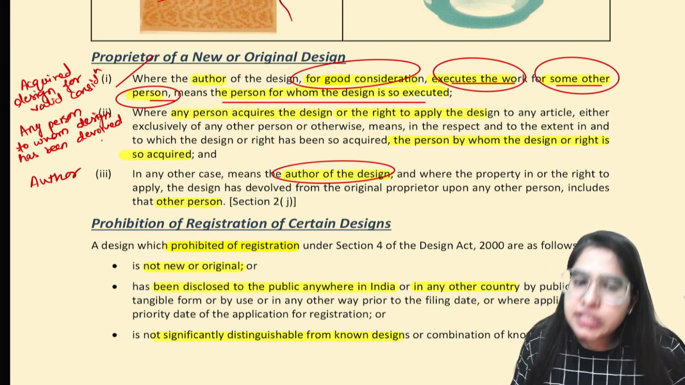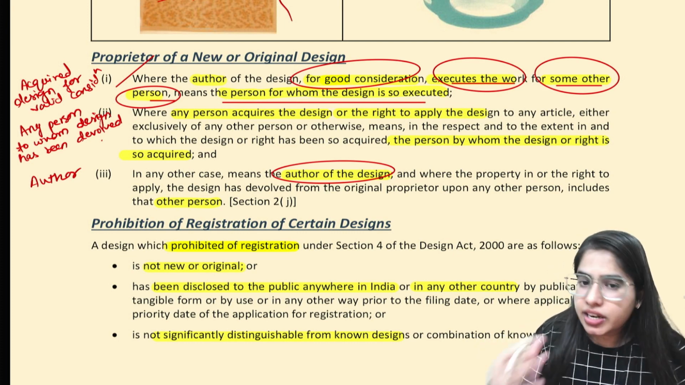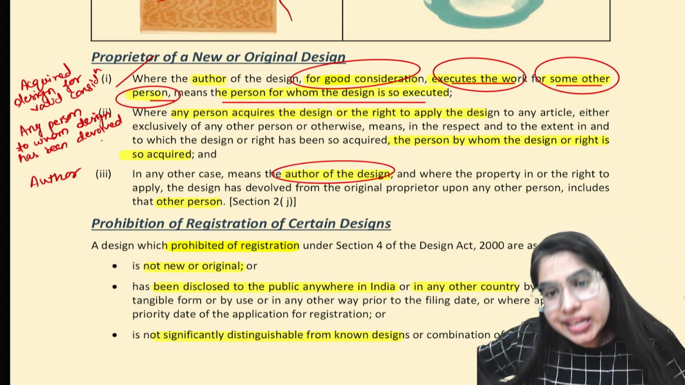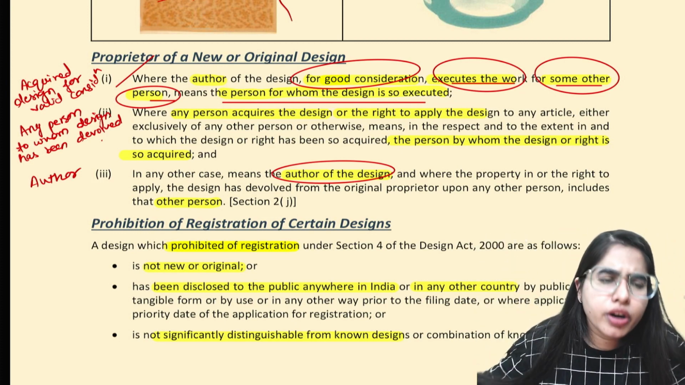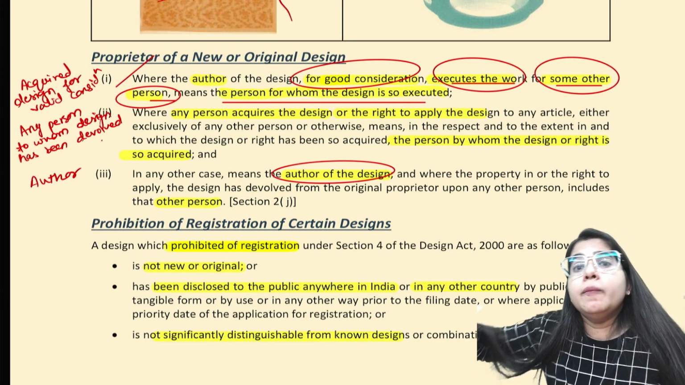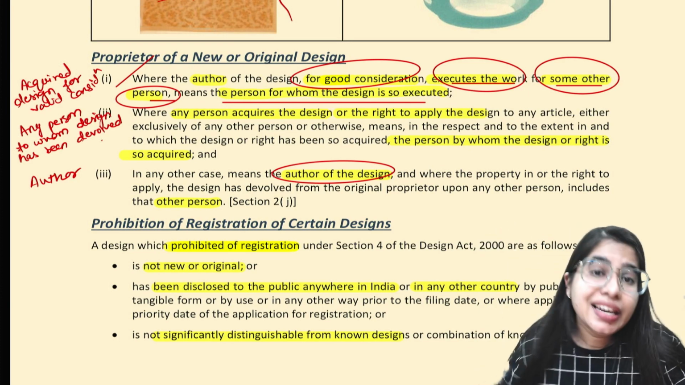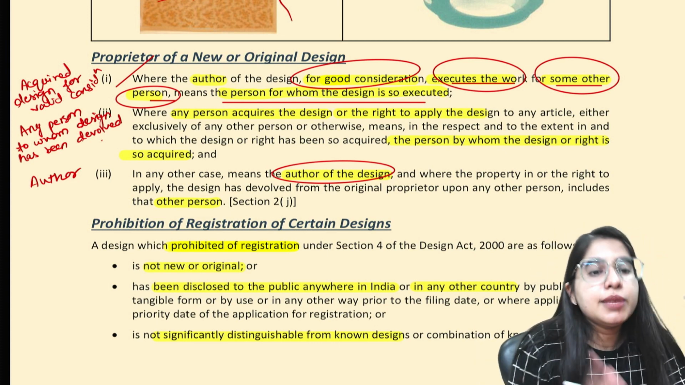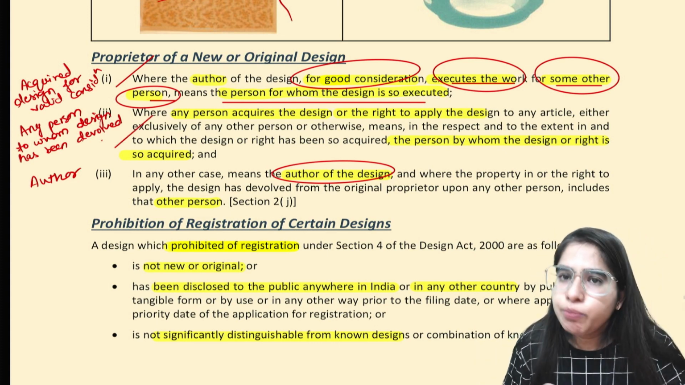Or let's say Mr. A was the owner of a design, and Mr. A died. Automatically his design rights will transfer to his legal heir. Then his legal heir will also be considered the proprietor of the design. That is given in point number 2.